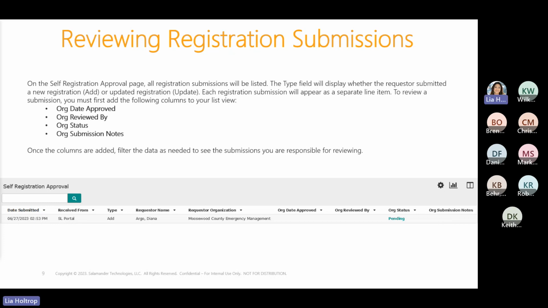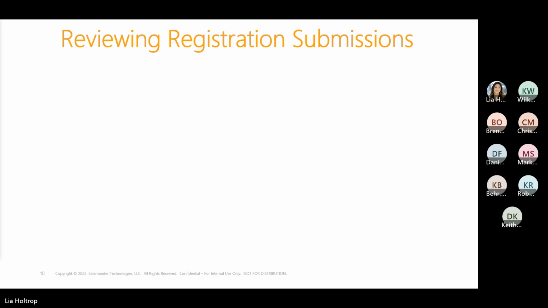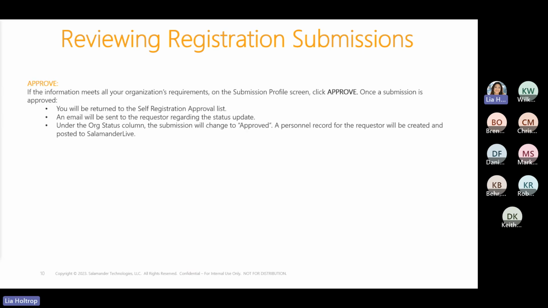All right. So let's take a look at the first one, approve. We're going to take a look at the approval first. If the information meets all your organization requirements on the submission profile screen, you just simply click approve. Once approved, there's a series of steps that happens.